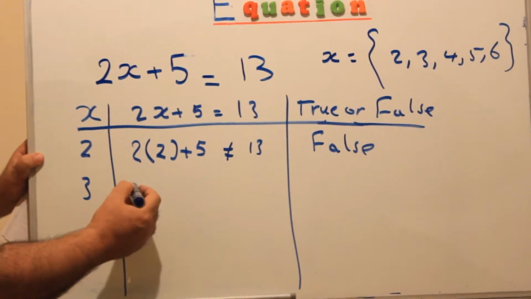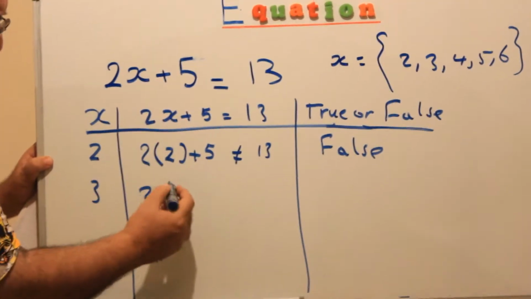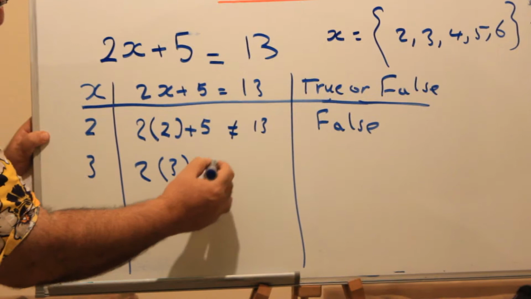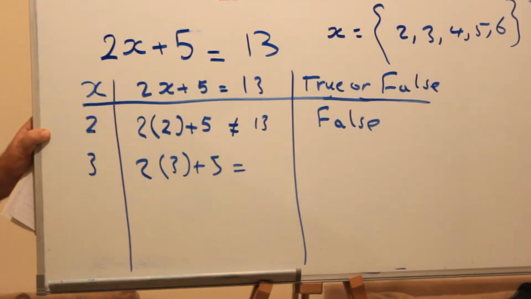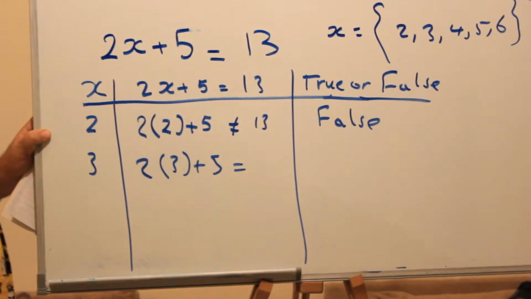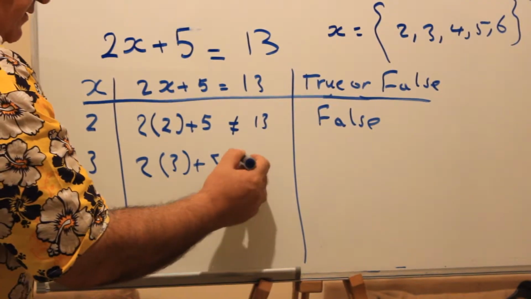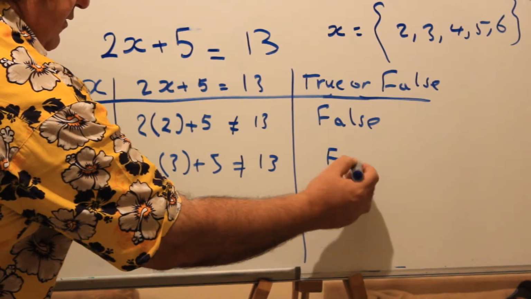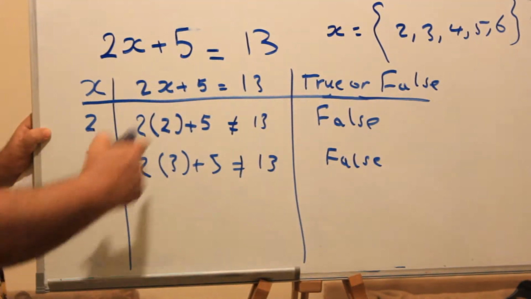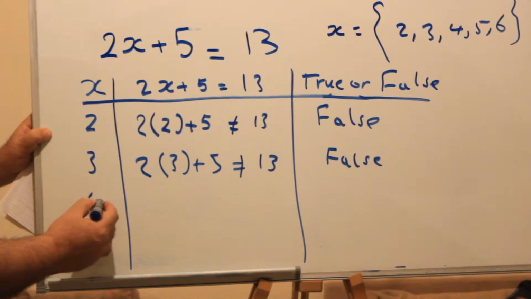3. So I put 2 times 3 plus 5. Is it equal to 13? So 2 times 3 is 6. 6 plus 5 is 11. So it's not equal to 13. Again, false. So let's go to 4. Try 4.